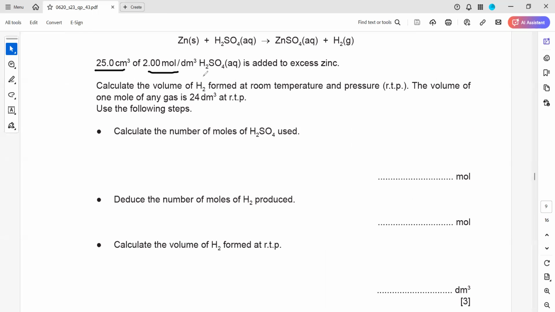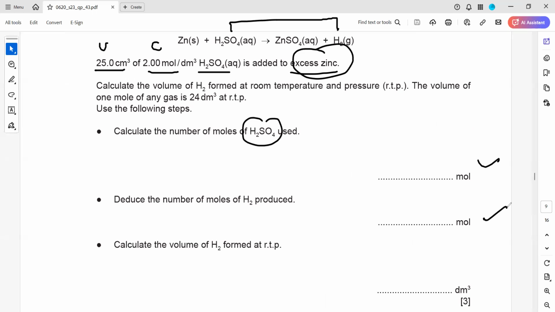25 cm cube of 2 mole per dm cube sulfuric acid is added to zinc, which is in excess. Calculate the number of moles of sulfuric acid. So we have concentration and volume, we'll get the moles. Calculate the moles of hydrogen, we'll take a ratio 1:1, we'll get the moles.